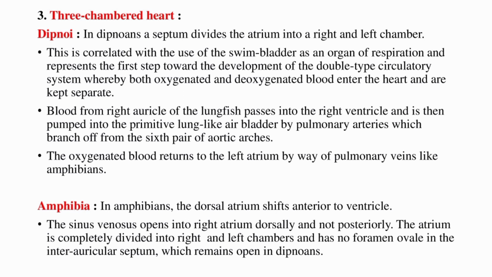In amphibians, the dorsal atrium sits anterior to the ventricle. The sinus venosus opens into the right atrium dorsally and not posteriorly. The atrium is completely divided into right and left chambers and has no foramen ovale in the interauricular septum, which remains open in dipnoans.